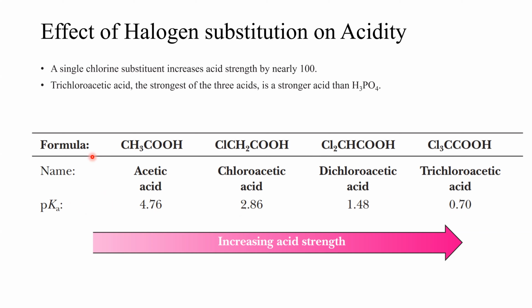So in these four scenarios, if you have to arrange them in increasing order, that is straightforward, where this pink arrow is showing the acid strength. The weakest among these four is acetic acid, and the strongest acid is trichloroacetic acid.